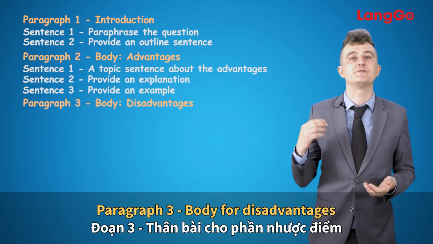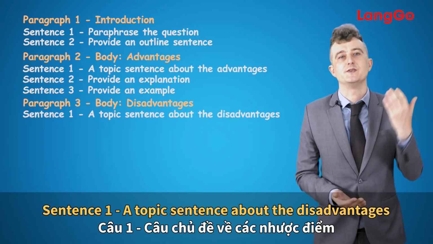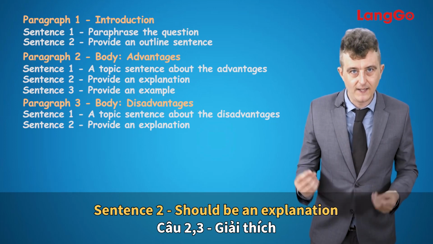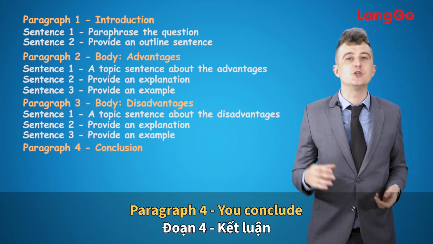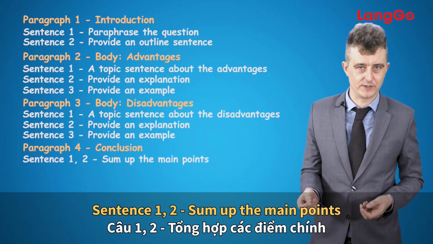Paragraph 3 is the body for disadvantages. In sentence 1, a topic sentence about disadvantages. Sentence 2 should be your explanation, and your final sentence should be an example. In paragraph 4, you conclude. In sentences 1 and 2, sum up your main points.